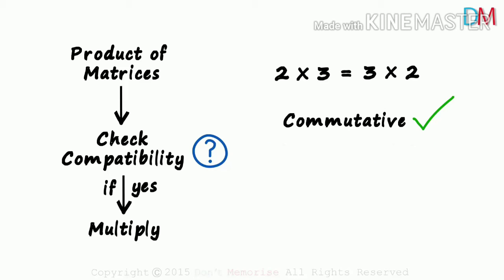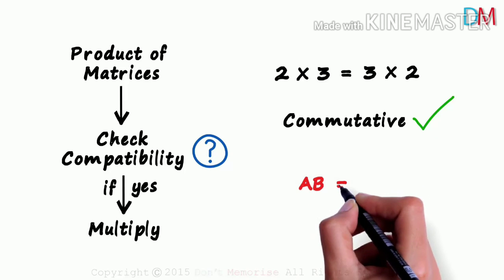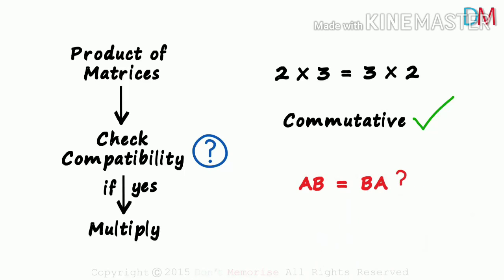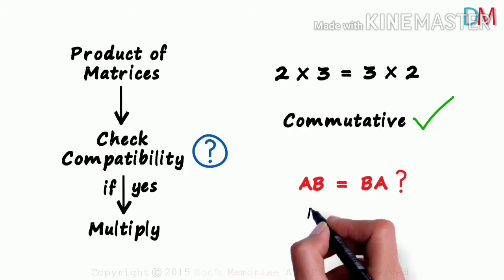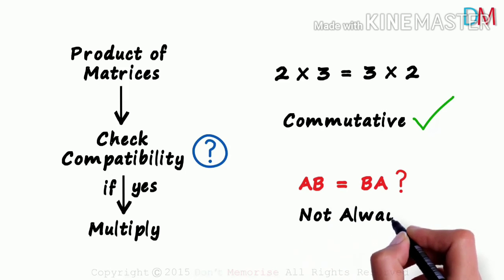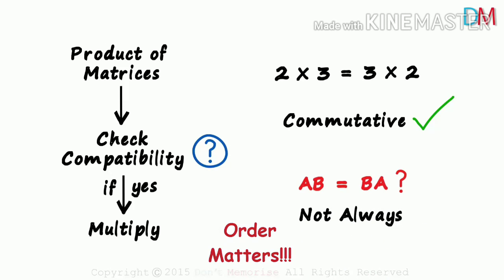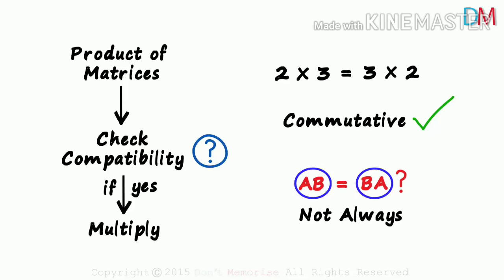But let's say there are two matrices A and B. Will A times B always be equal to B times A? The answer is not always. The order in which matrices are multiplied matters. So if we find out that A times B is compatible, it does not imply that B times A is compatible. We need to check for compatibility of each of the products. Now let's move on to how we can check for compatibility.